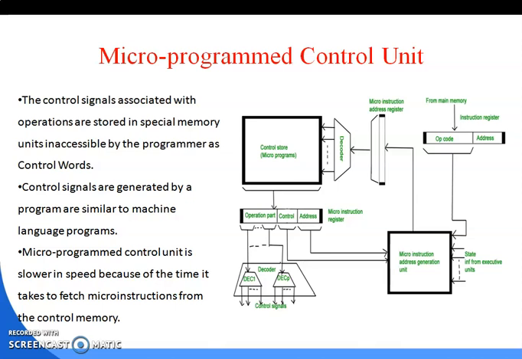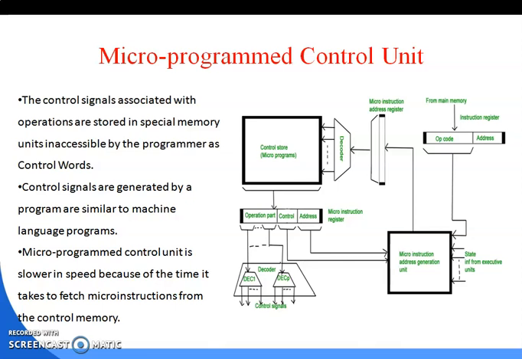The microprogram control unit is slower in speed because of the time it takes to fetch a microinstruction from the control memory. So here the control unit controls the process through some software code, that is the microprogram. What do we mean by the microprogram? A microprogram contains microinstructions. What are the microinstructions?